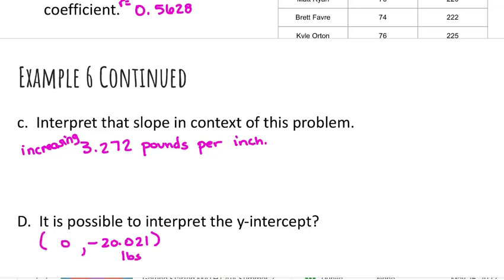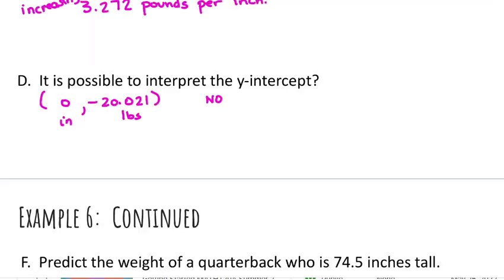And this is when the X is 0, and the X is your height in inches. And I would say this is no. It doesn't make sense because one, you can't be 0 pounds, and two, you can't be 0 inches, and you can't be negative 20 pounds. So it is not making sense here.